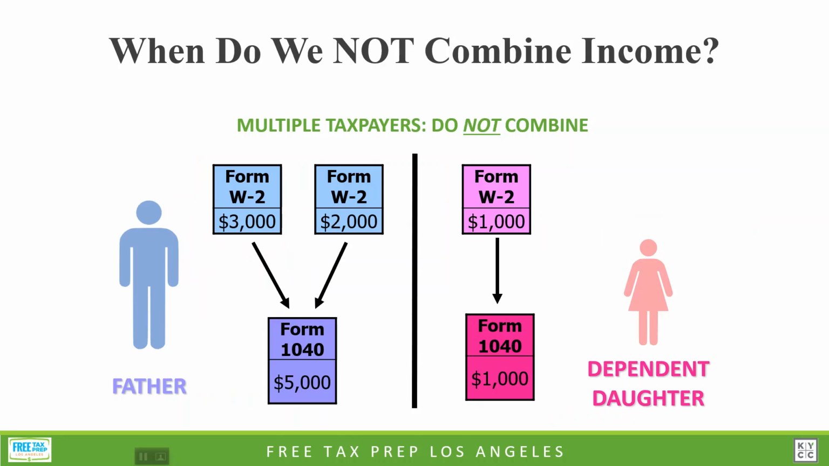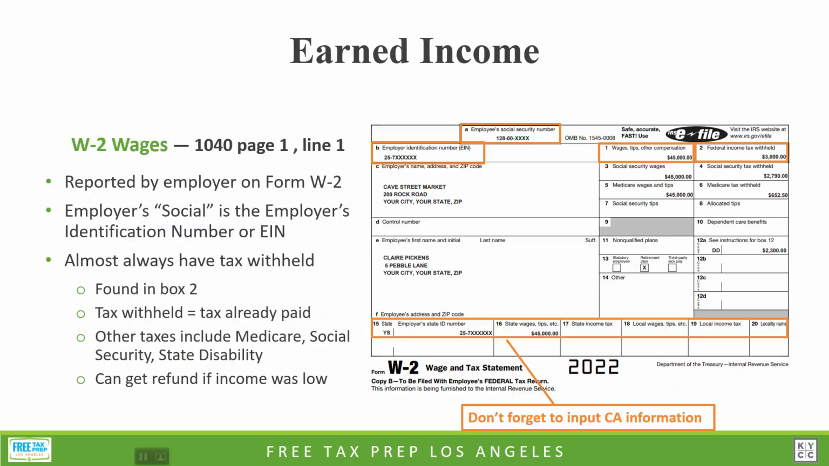When do we not combine income? Well, if a parent or a couple have a dependent and that dependent has their own income, the parents cannot claim that income on their tax return. The dependent has to file their own taxes to be able to claim that income. The parents cannot combine their dependent's income with their own income.